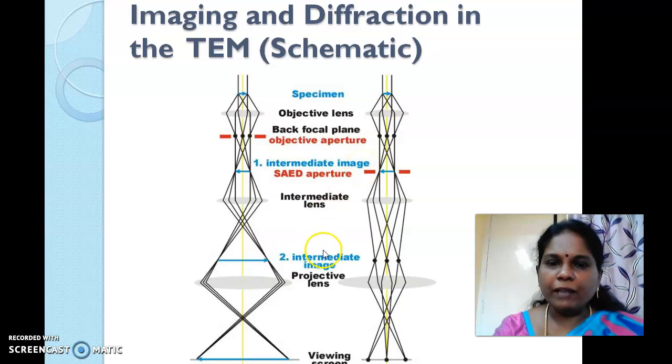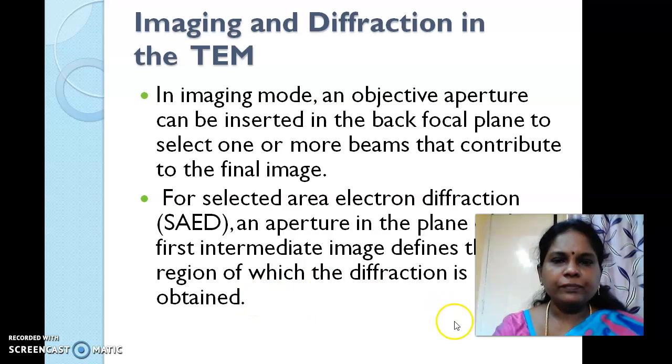Also, by adjusting the intermediate lens, the image can be produced. With this arrangement, the real space, that is the image, can also be transferred into the reciprocal space. That is, we can have a diffraction pattern. Both can be achieved in TEM, which is a main advantage of TEM. This is what I have explained.